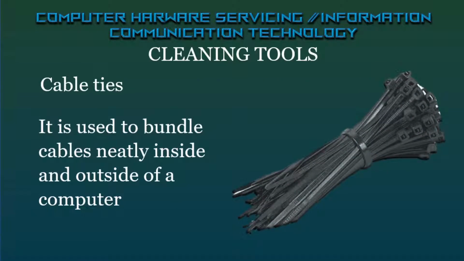Next is cable ties. They are used to bundle cables neatly inside and outside of a computer. Cable ties organize all kinds of cables, like those used with a computer, an entertainment system, or in a network. They are usually plastic, nylon, rubber, or Velcro strips, used once or reusable.